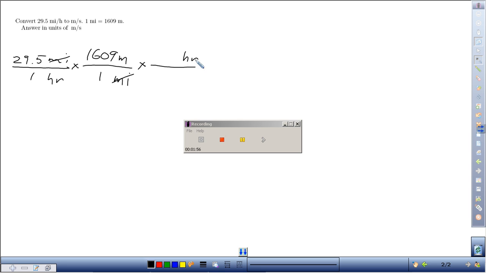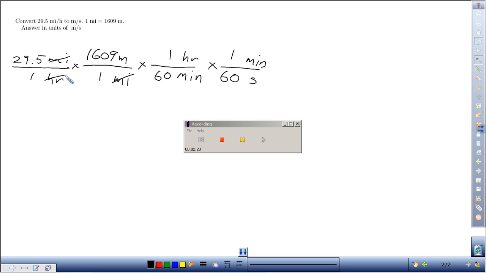Now I happen to know that I can convert hours into minutes, because 1 hour is the same thing as 60 minutes. So I always want the same on the top as the bottom. Now I'm going to do another times and draw another line. And I have minutes. I don't want minutes. What I want is seconds in the bottom. So I'm going to write minutes in the top, and I'm going to put seconds on the bottom. Now I know that 1 minute is the same as 60 seconds.